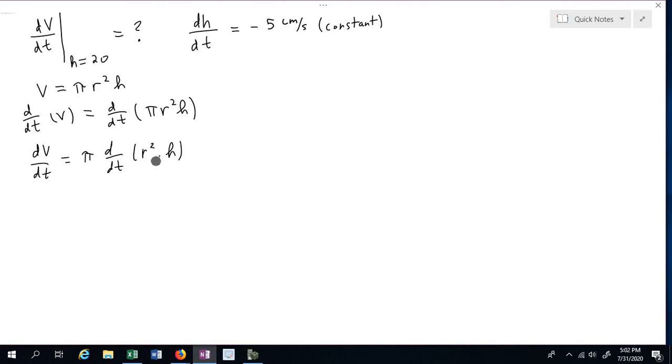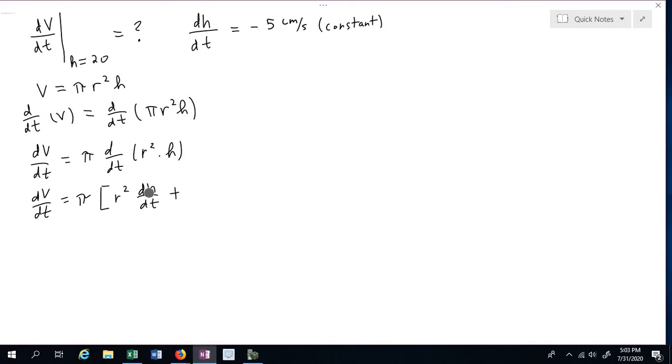Now in order to find that derivative, we're going to have to use the product rule because this is the product of two different functions. Right? r squared is the first function and h is the second function. Okay, so using the product rule, remember the product rule says you take the first function, which in this case is r squared, and you multiply it by the derivative of the second function. Of course, the second function is h, and you're taking the derivative of that with respect to time, so you just get dh/dt.